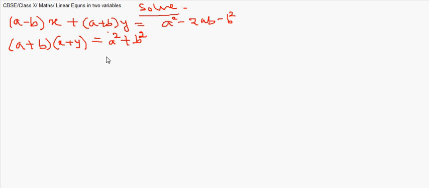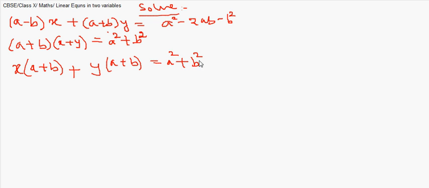Okay. Now this one can also be written in this format. See, what I can write is x multiplied to a plus b plus y also multiplied to a plus b. If you look, this is now in the format of the first equation, plus b square, that the right hand side remains same.